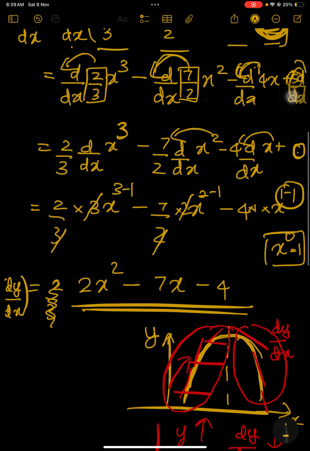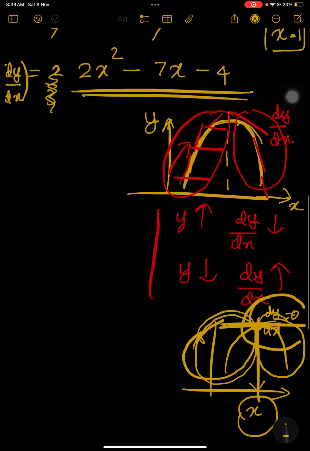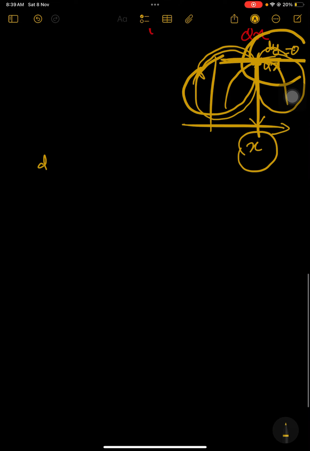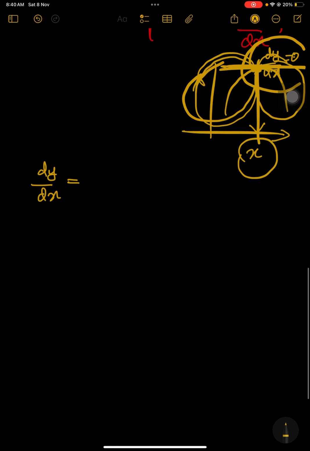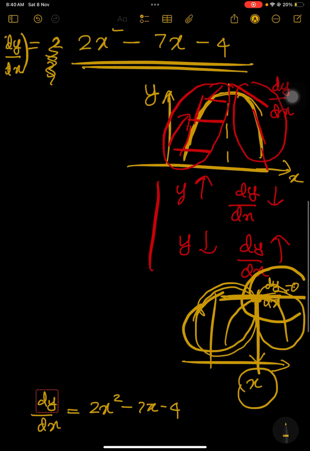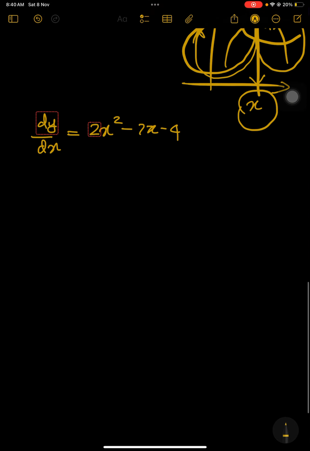So first find the dy over dx. I'll write it here. dy over dx is 2x squared minus 7x minus 4. So first we will find the point where dy over dx is 0. So 2x squared minus 7x minus 4.